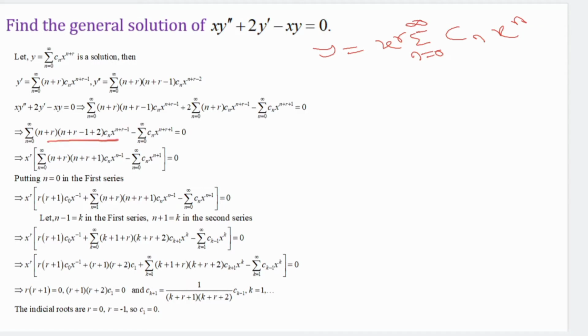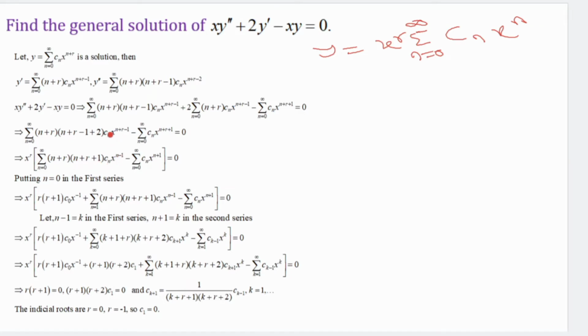Before this, in this second line, we can see here this is Cn x power n plus r minus 1, this is Cn x power n plus r minus 1. So we take common Cn x power n plus r minus 1. Then here we get n plus r minus 1, and here we get plus 2. That's why we get n plus r minus 1 plus 2. So this one remains unchanged. Now you can see here, when we simplify, this one becomes n plus r plus 1, Cn x power n minus 1.